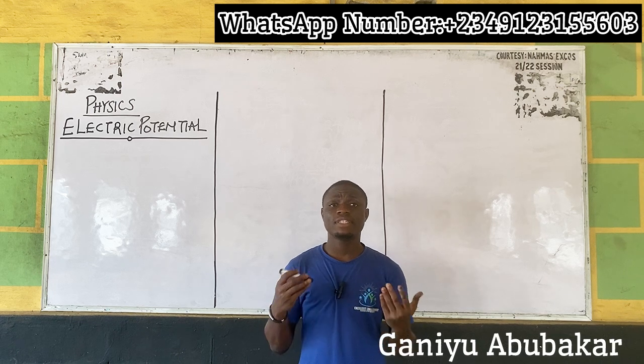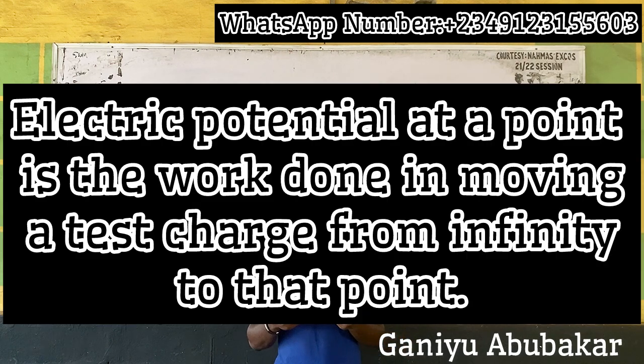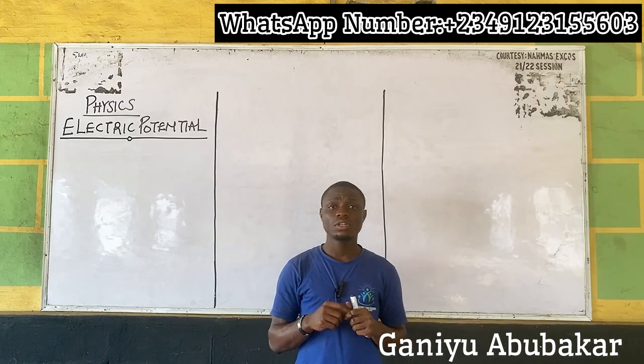So what is electric potential by definition? Electric potential at a point is the work done in moving a test charge from infinity to that point. This is how you define electric potential.